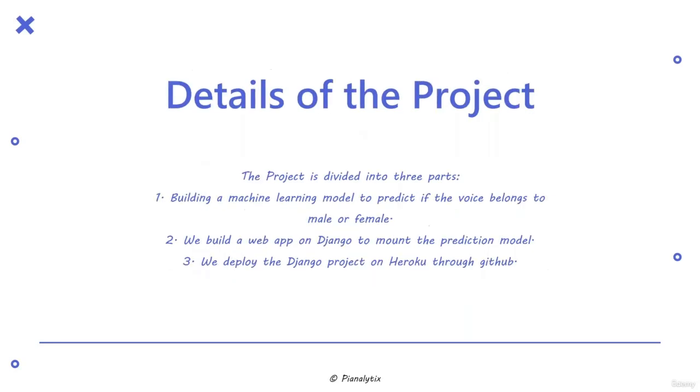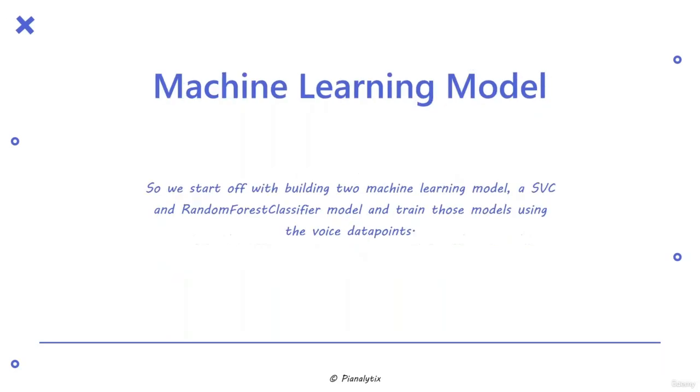Next we go forward and see the details for the project. The first part is building a machine learning model to predict if the voice belongs to either of the classes. The second is we build a web app on Django to mount the prediction model. And the last is we deploy the Django project, or I would say the web application, on Heroku through GitHub. So, building the machine learning model. We start off with building two machine learning models actually, an SVC and a random forest classifier model, and train both of these models using the voice data points or the dataset.